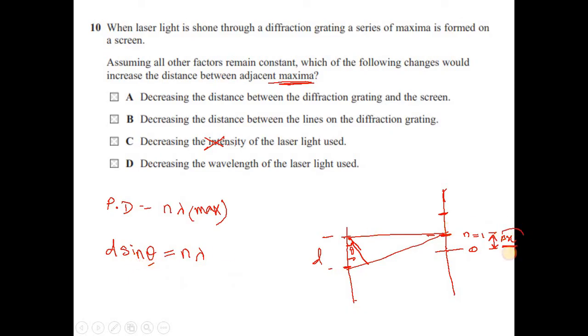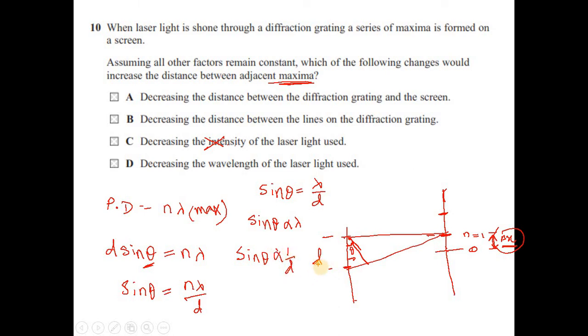Clearly, if you need to find the relation of delta x, that means you need to find the relation of theta with other factors. So I'm rearranging d sine theta equal to n lambda. So sine theta is equal to n lambda over d, and n is equal to 1. So sine theta is equal to lambda over d. Clearly you can say that sine theta is directly proportional to the wavelength, and sine theta is inversely proportional to d, where d is the grating element. So clearly if lambda increases, theta must increase. You can see if lambda increases, then theta increases, so the distance between the two maxima should be increased.